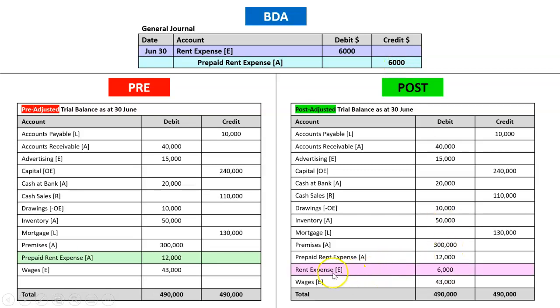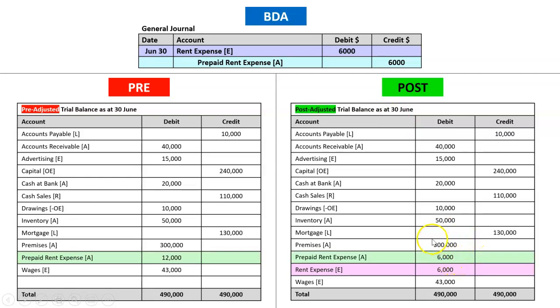So the first thing I did was I made a new account called rent expense. I just moved wages down right there. Got rent expense. Expenses are debits. There it was. It says rent expense there. Debit. That was 6,000. And what did I do? Well, this was 12. I took it down by 6, and now that's only 6.